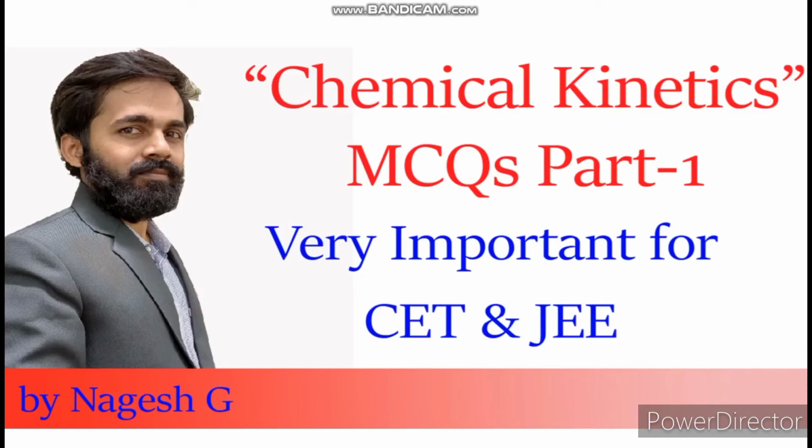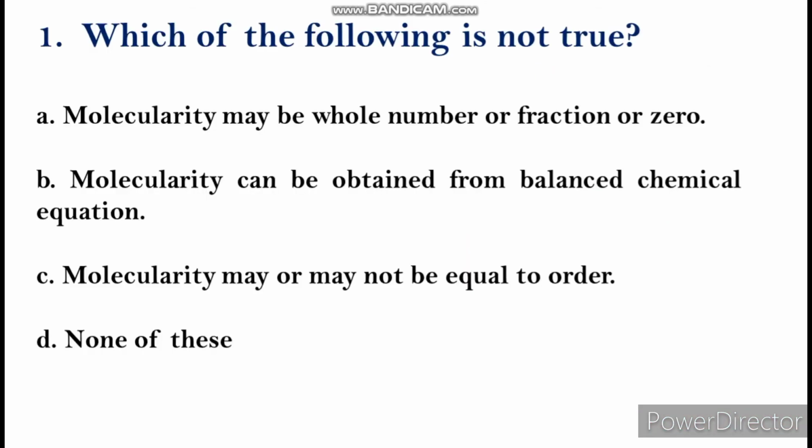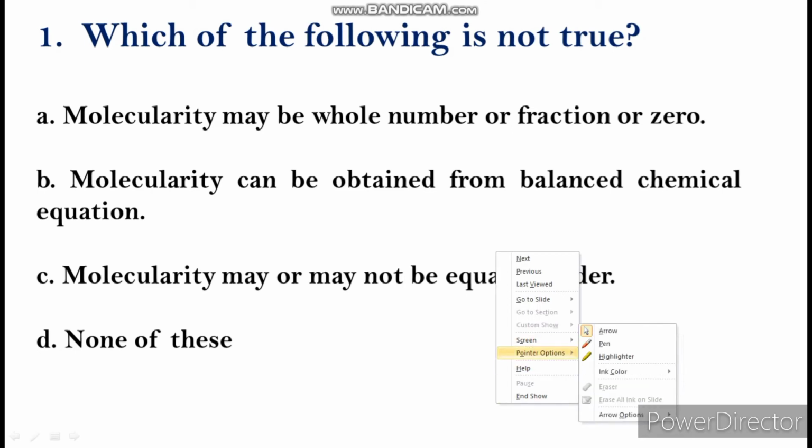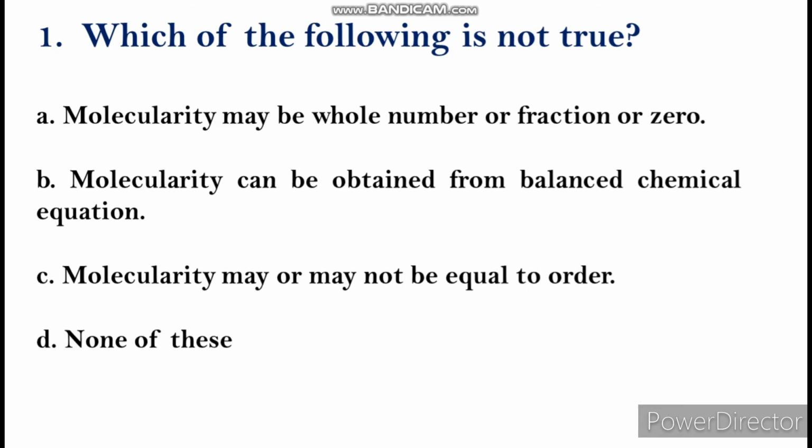In this session, we will see MCQs on chemical kinetics. First question, which of the following is not true? Option A, molecularity may be whole number or fraction or zero. Molecularity can be obtained from balanced chemical equation. Molecularity may or may not be equal to order.